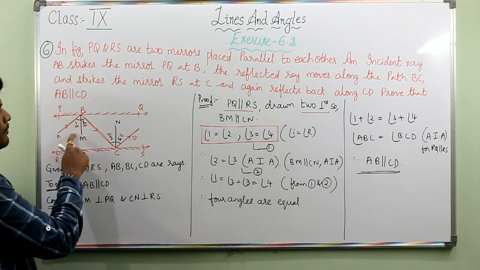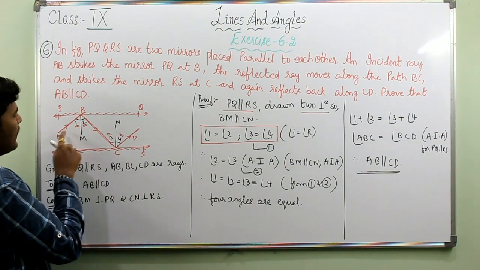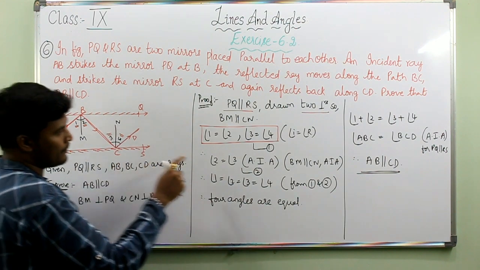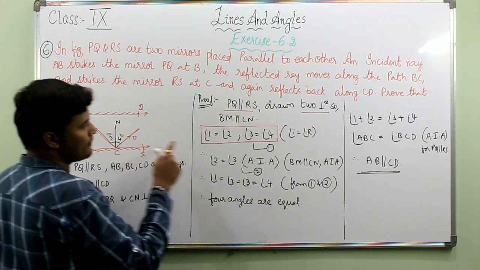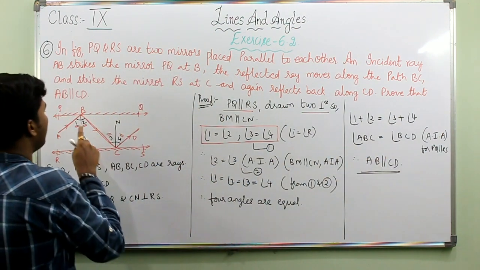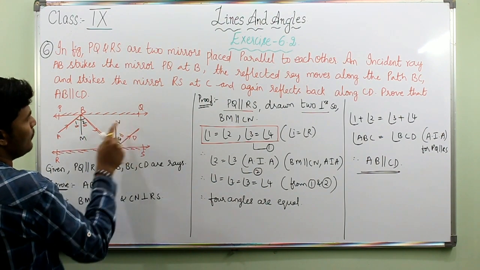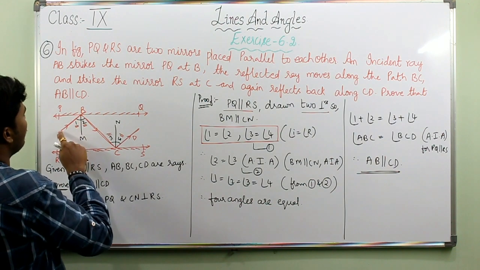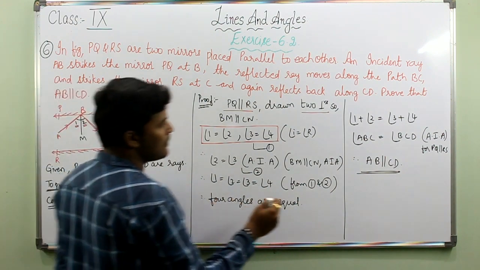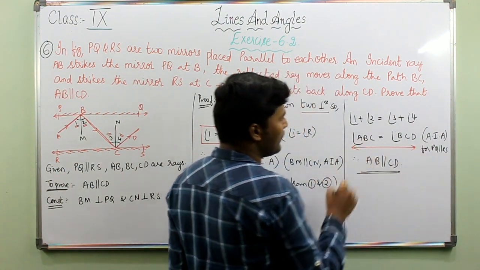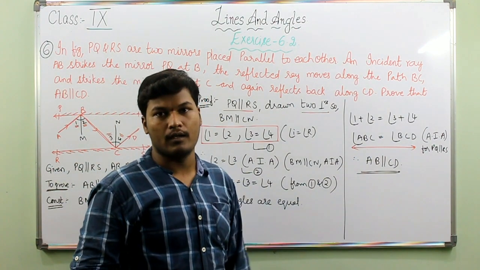Now I am adding angle 1 plus angle 2 and angle 3 plus angle 4. Angle 1 plus angle 2 gives ABC. Similarly, 3 plus 4 gives BCD. These two are the alternate interior angles for the lines AB and CD, with BC as the transversal. If they are equal, then only the lines will be parallel. Hence the line AB is parallel to CD.